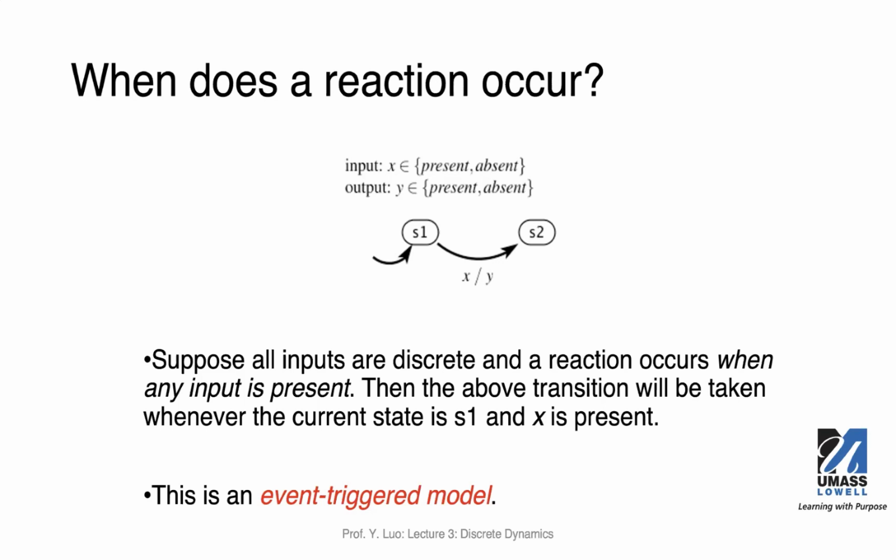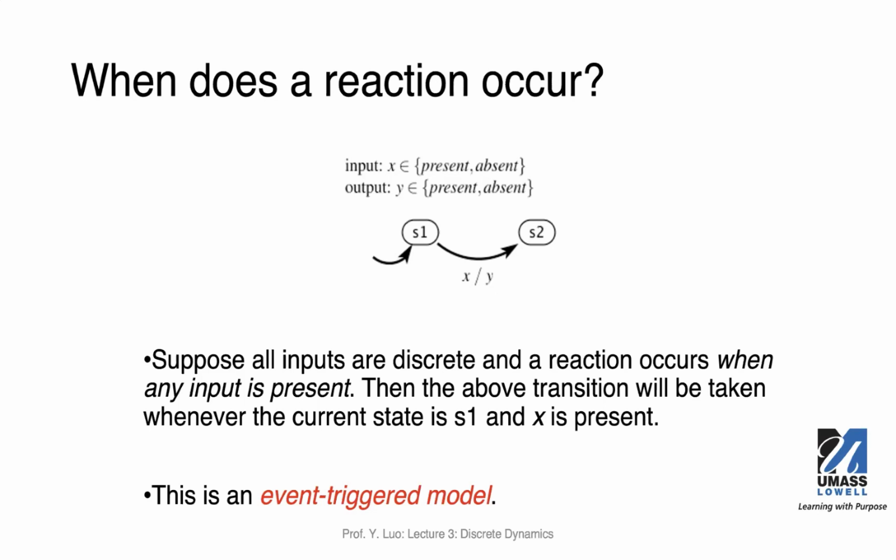Reaction will cause these predicates to be evaluated. So if X is present, we'll evaluate this condition, and because we say X, that is to say, if X is present, this transition is enabled. So we'll take this transition from state S1 to S2. And because of that, we also output Y as present.